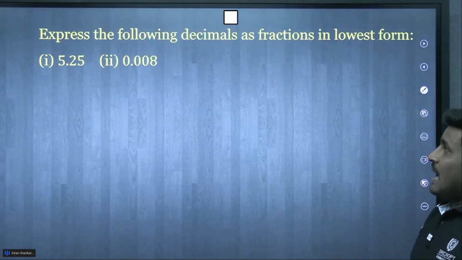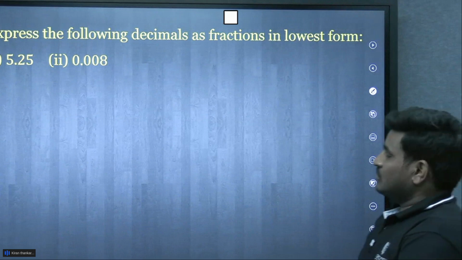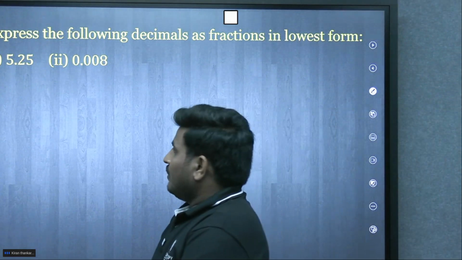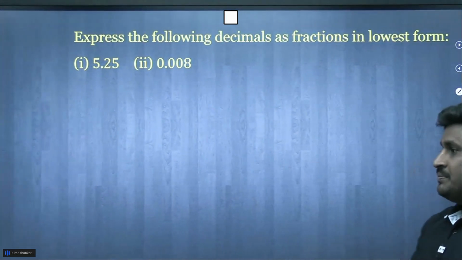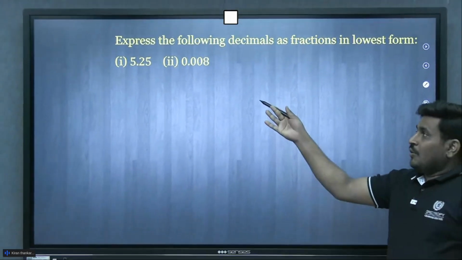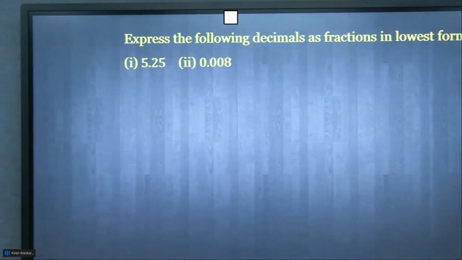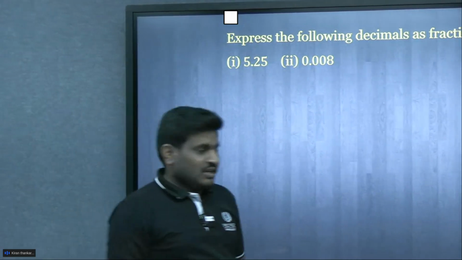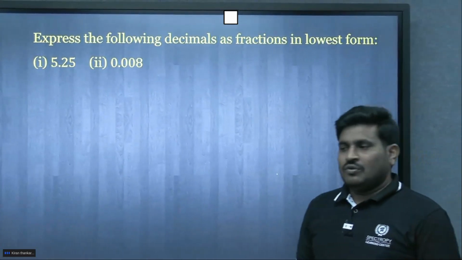Next, express the following decimals as fractions in lowest form. All of you convert to lowest form. The first is 5.25 and the second one is 0.008. Srinidhi, do it. Is anyone replying online? No. Okay, fine.